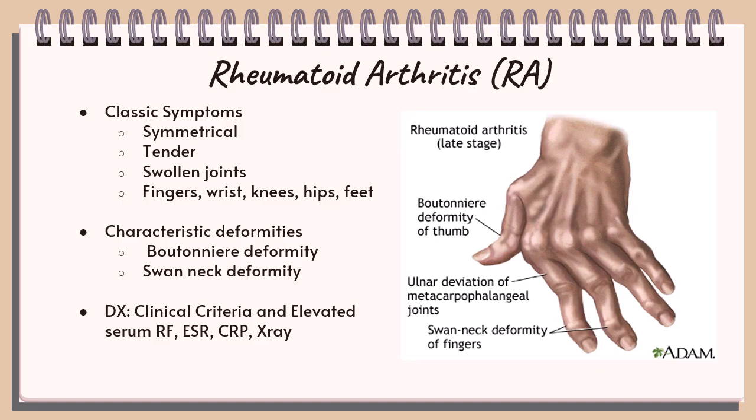I mean, look at this picture. So they have the boutonniere deformity of the thumb, which shows in that picture, ulnar deviation of the metacarpal joints, and swan neck deformity of the fingers. You can see how different these joints look from a regular hand, right? So you can see the characteristic deformities. I would make sure you know what these are. If you see swan neck deformity, that you know what that looks like and what it's associated with.